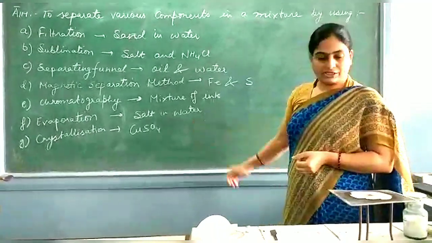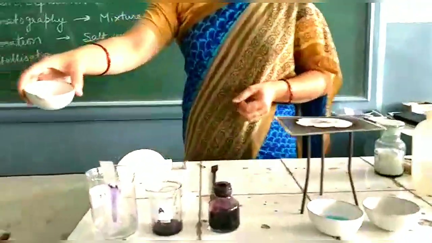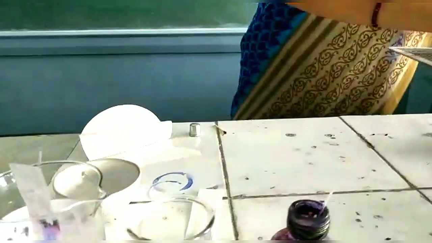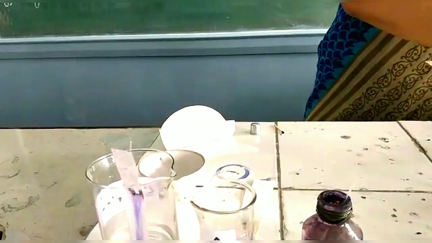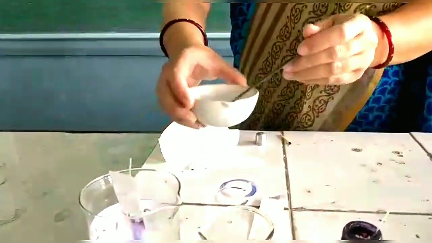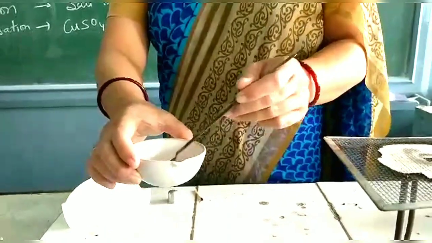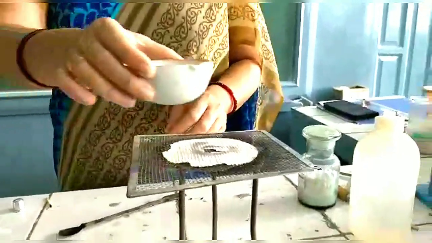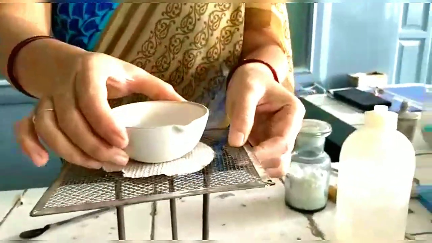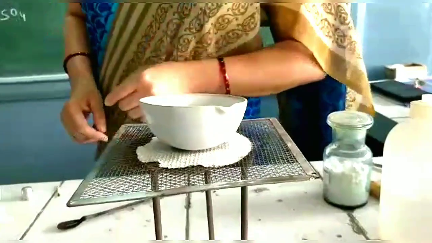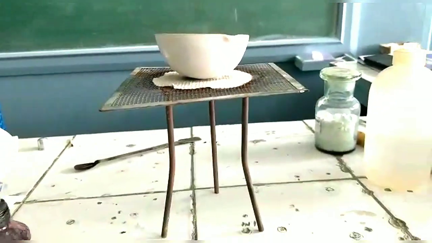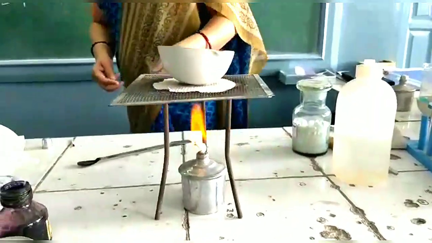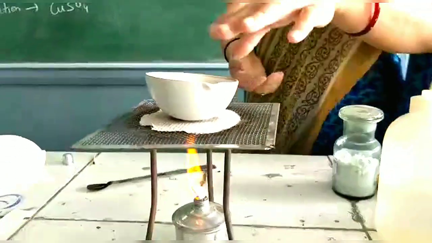In the laboratory, I'll just show you that I have taken a small amount of water in the china dish and added some common salt to it, mixing it properly. Then what I'll do is heat this mixture. By keeping it on this tripod stand and wire gauze, if I heat this mixture, after some time we see that the water evaporates, leaving salt behind.